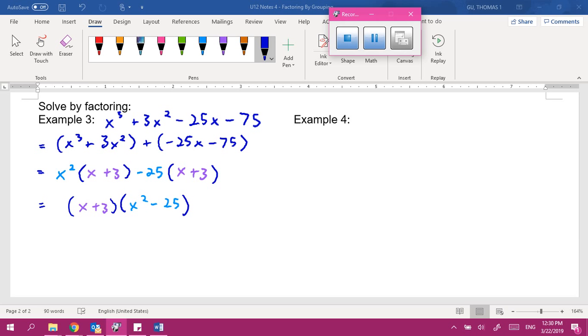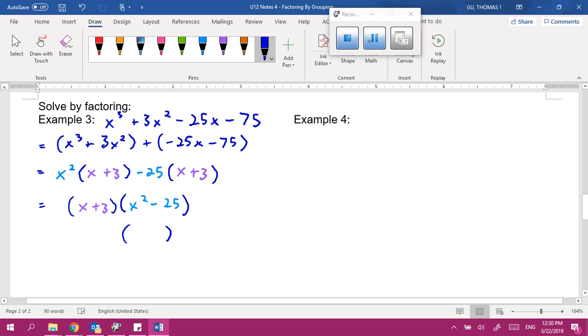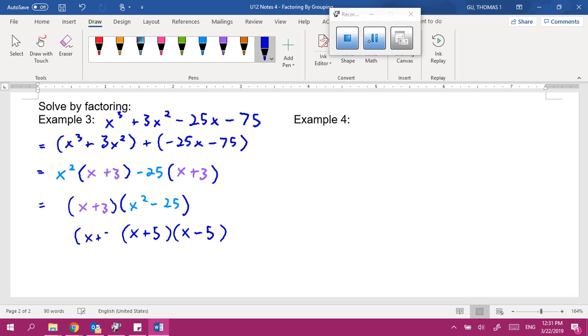Yes, it is. So x squared minus 25 is perfect squares, which means what can we do with the x squared minus 25? x plus 5, right? You have to take the square roots. And then x minus 5, good. And then don't forget the x plus 3 at the beginning. So there we go. Here it is fully factored out. x plus 3 times x plus 5 times x minus 5.